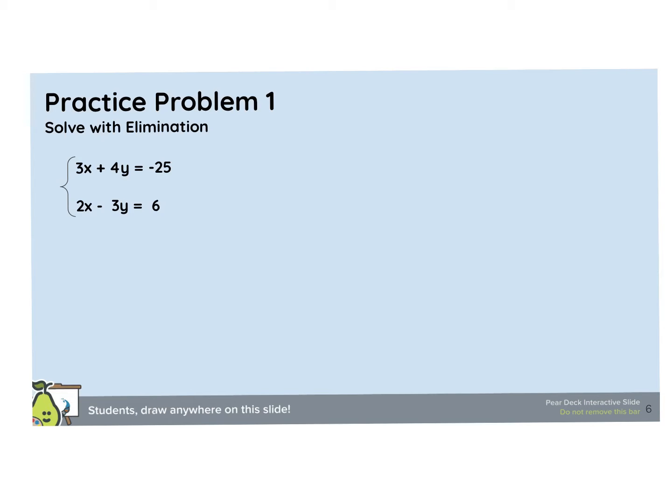All right, practice problem 1. Let's see how you did. So when I look at my x's, I have a 3 and a 2. And when I look at my y's, I have a 3 and a 4. So I'm going to have to multiply both equations. I'm going to pick the smaller numbers just because I think that's easier. So I'm going to work with the 3 and the 2. I know that I can make those both equal 6. So the first equation will get multiplied by 2, and the second equation will get multiplied by 3.